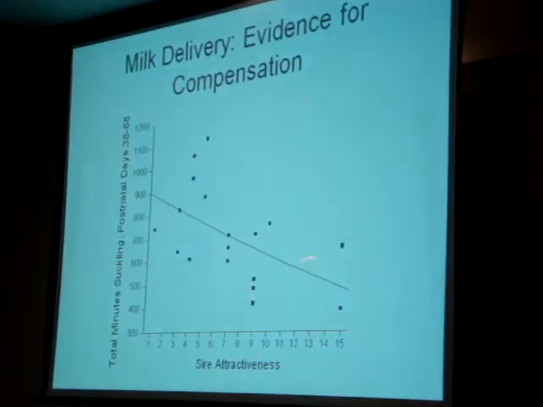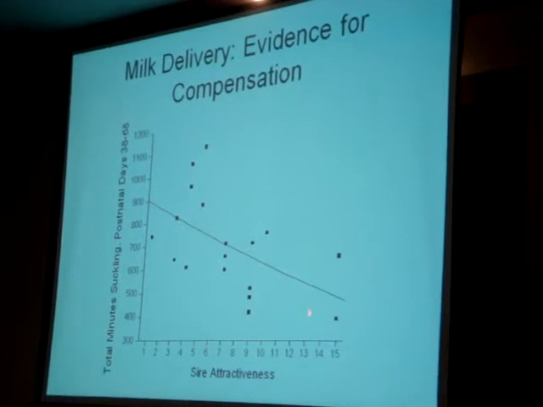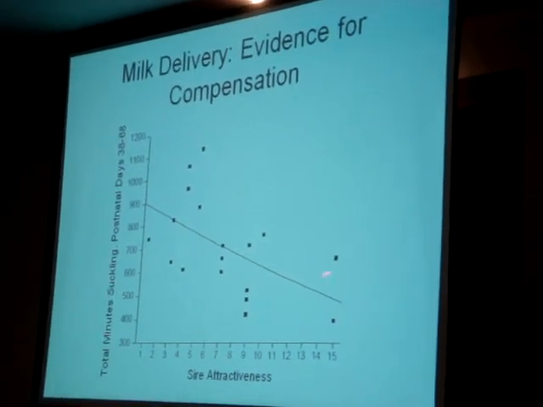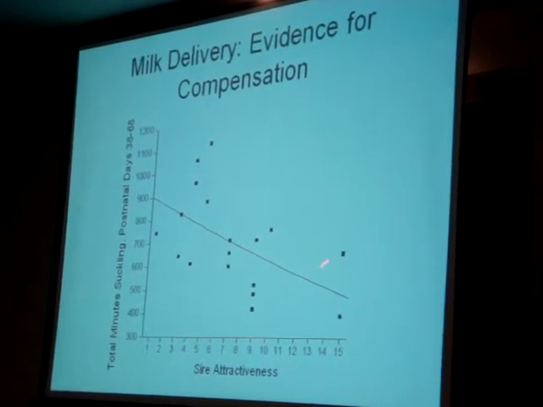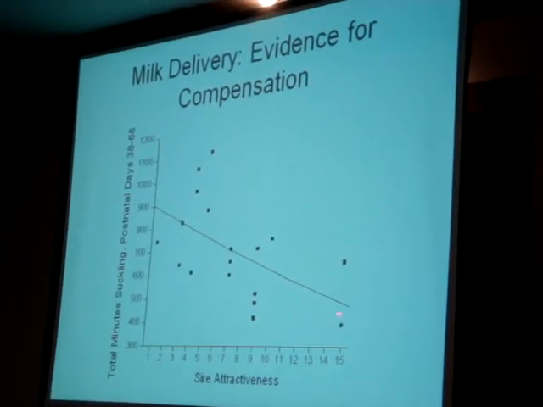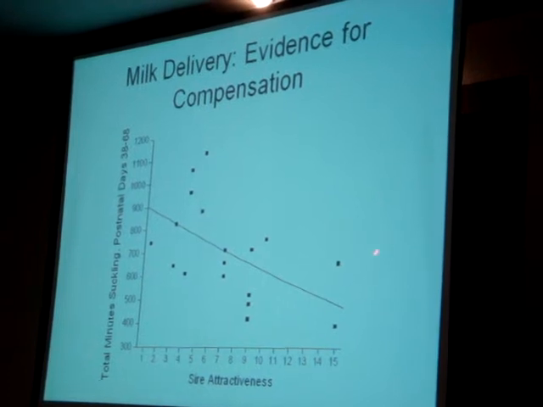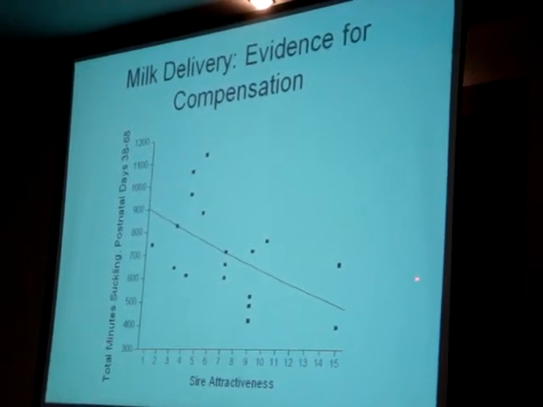And this is the result. When a fawn is sired by attractive males, then that fawn has low rates of milk consumption. And this is not because these fawns demand milk less. These fawns have high rates of rejecting suckle attempts. The mothers are simply cutting them off.